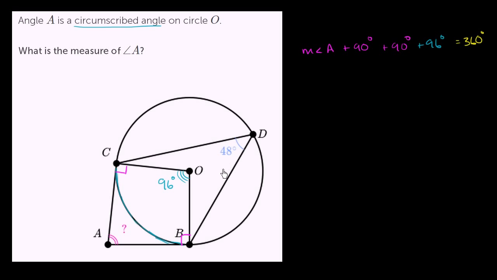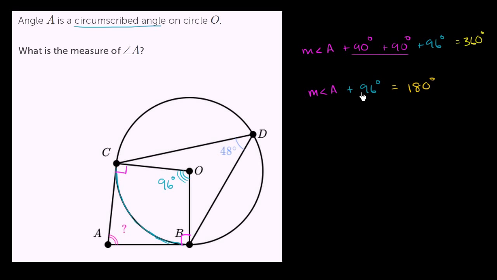Or another way of thinking about it, if we subtract 180 from both sides, we get the measure of angle A plus 96 degrees is going to be equal to 180 degrees. Or another way of thinking about it is that angle A and angle O right over here, you could call it angle COB, are going to be supplementary angles, that they add up to 180 degrees.